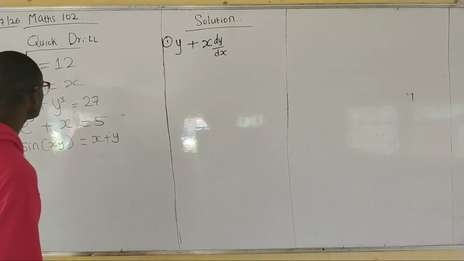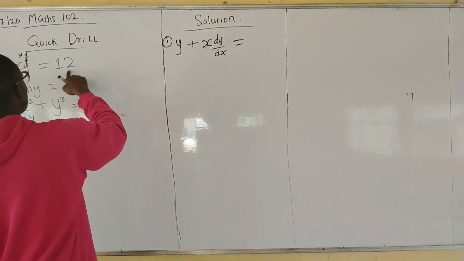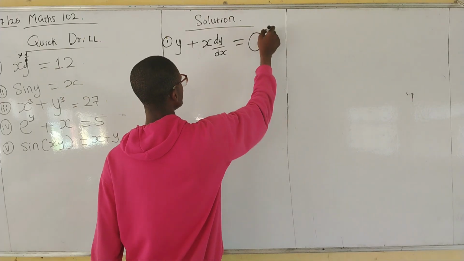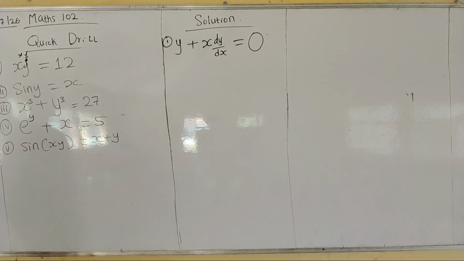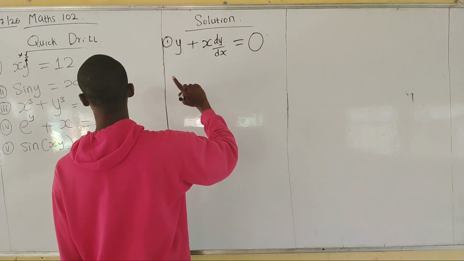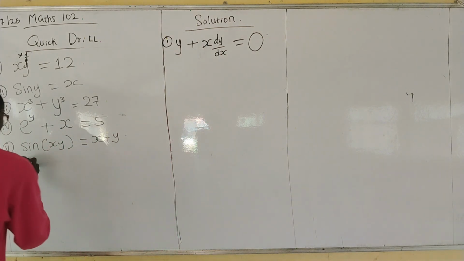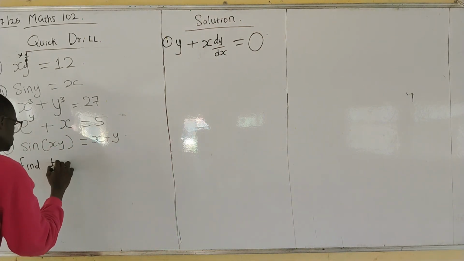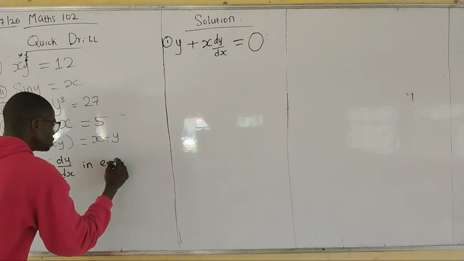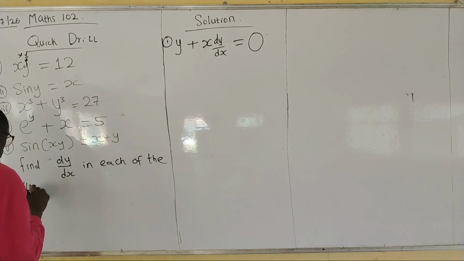So now if you do that, on differentiating 12, a constant being differentiated will always give you 0. In this case, we're looking for dy dx. I didn't state it, but you can say find dy dx in each of the following.